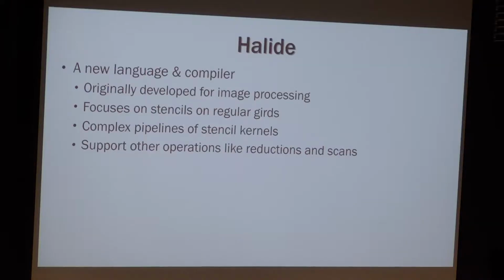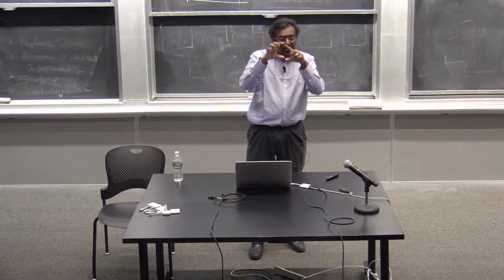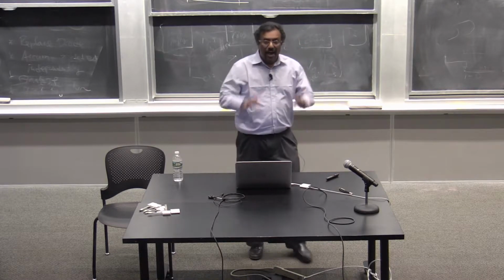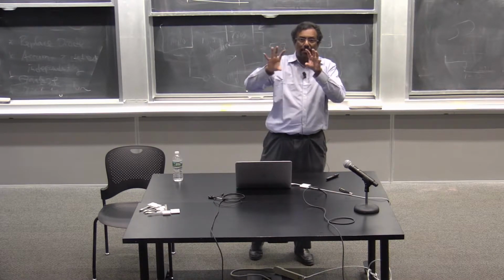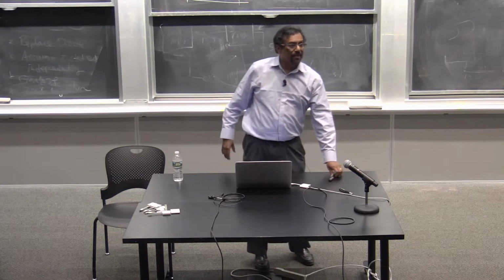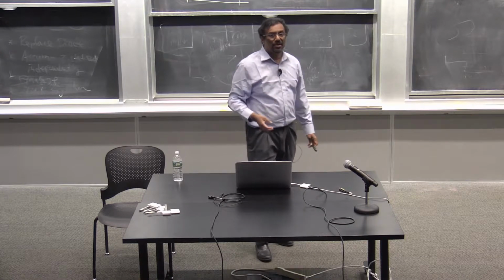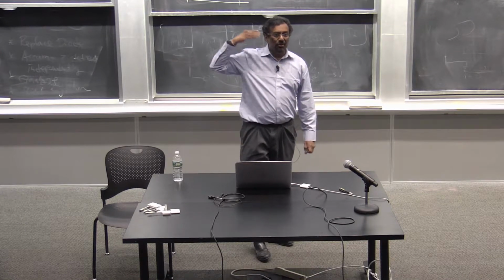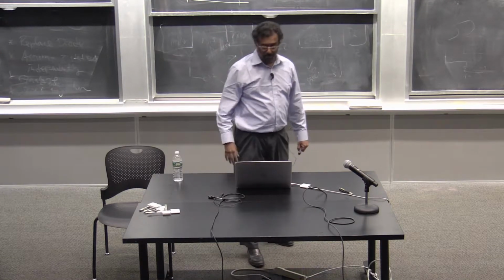This language is Halide. It was originally developed for image processing, whereas GraphIt focuses on sparse graph data structures. Halide is focused on images, because images are dense regular structures, you do regular computation on them. And you have very complex pipelines, for example, a camera pipeline does many very complex algorithms on the image before you get from the bits coming out of your CCD to the beautiful picture you see on Facebook.